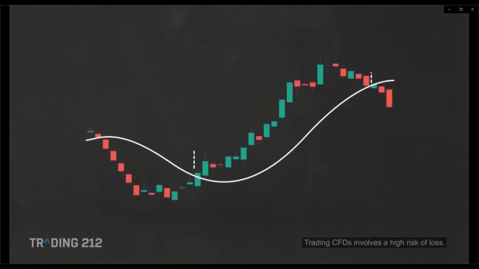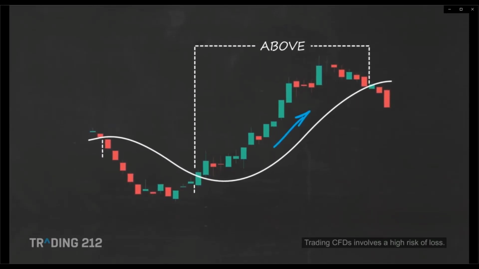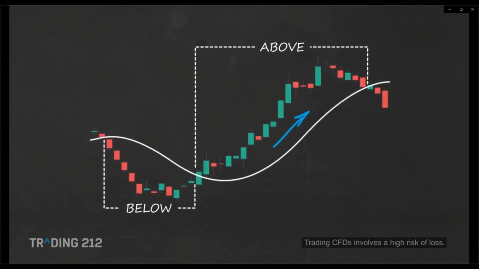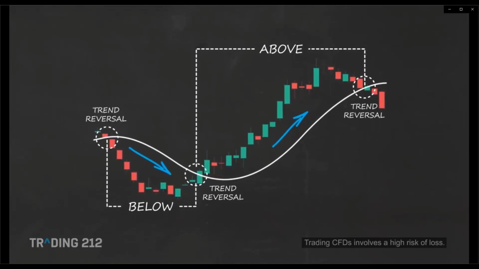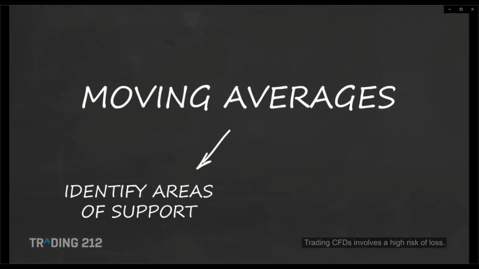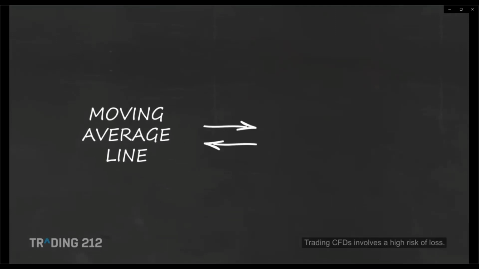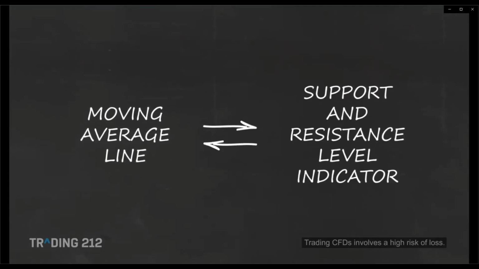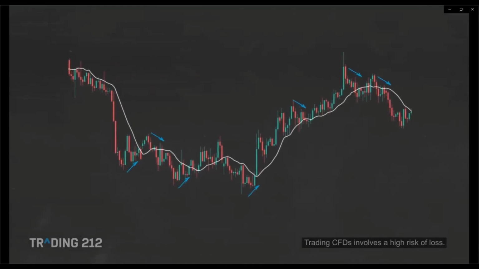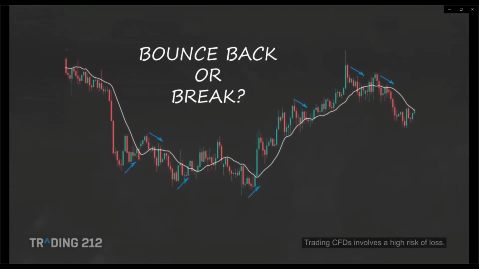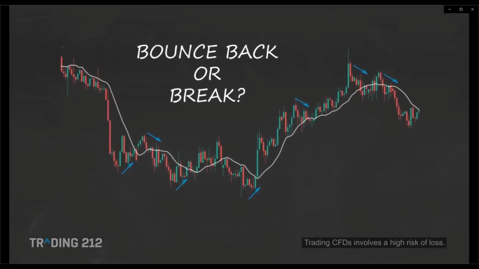When the price is above the moving average line, we consider the instrument to be in an uptrend. Conversely, if the price is below the moving average line, we consider it to be in a downtrend. The breaking of the moving average line usually implies a trend reversal. Moving averages are also used to identify areas of support and resistance. Many traders will consider the moving average line as a support and resistance level indicator and base trades on it. So traders will check to see whether the price is going towards the moving average and see whether it will bounce back from it or break it, as with regular support and resistance levels.